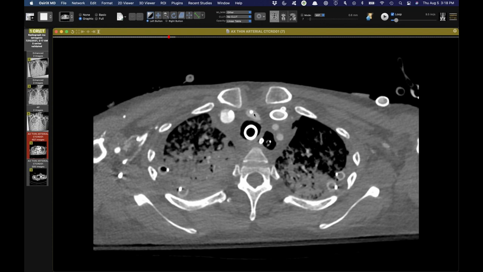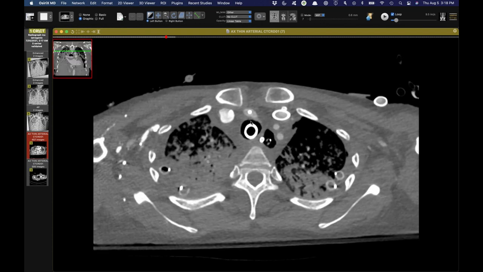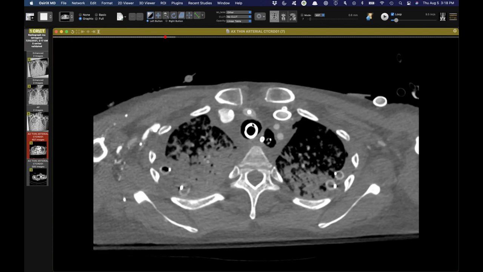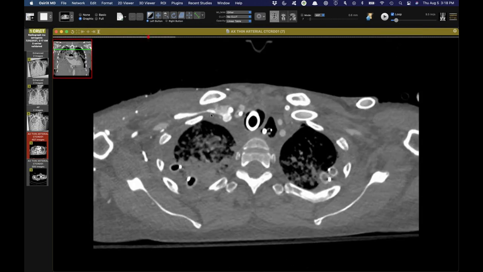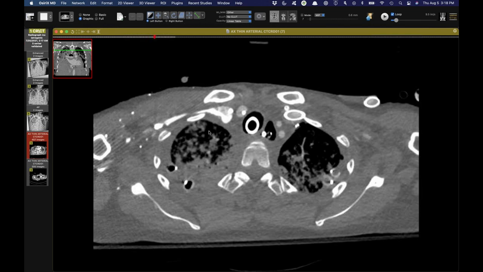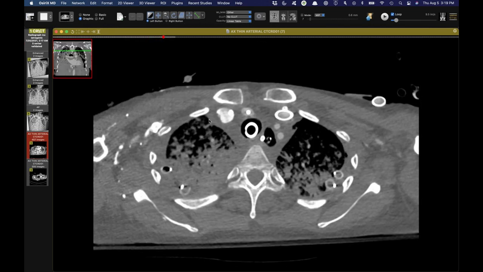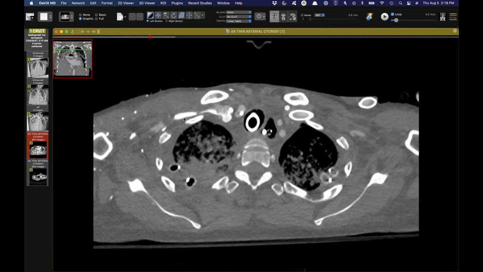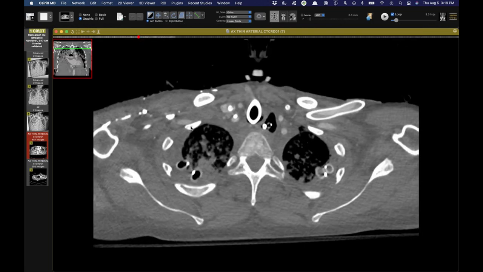They have retracted it some. It's no longer in the arch. It's just in the brachiocephalic artery. But oftentimes they have to do an open repair of this so that they can suture back the vessel, since an aortotomy and a dilation's already occurred.